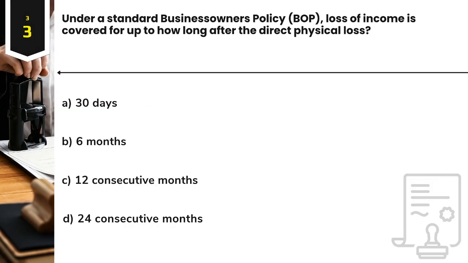Question 3. Under a standard business owner's policy, BOP, loss of income is covered for up to how long after the direct physical loss? A. 30 days. B. 6 months. C. 12 consecutive months. D. 24 consecutive months.